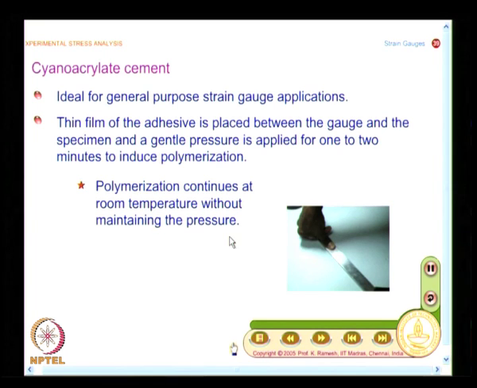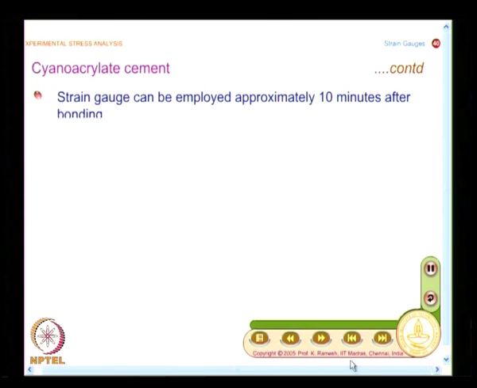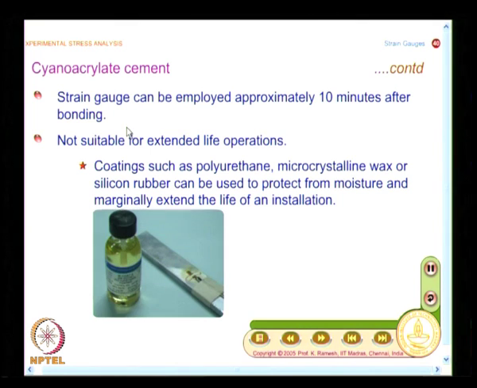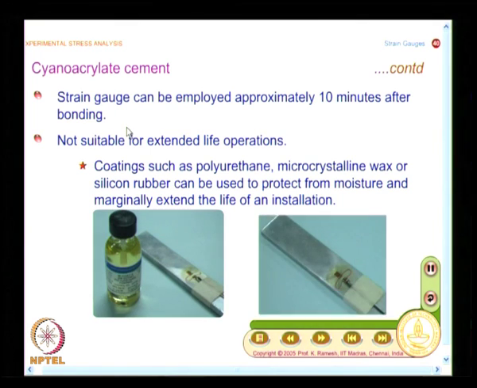And the recommendation is, once I use cyanoacrylate cement, the strain gauge can be employed 10 minutes after bonding, that is the recommendation, and it is definitely not suitable for extended life operations. See, if I have a transducer, I will be using it repeatedly. I will have a load cell, I will use it for a few years, and for such applications, the strain gauge needs to be bonded by a more elaborate process.